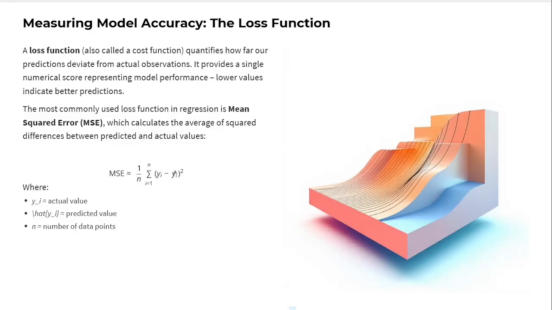Now, measuring the model accuracy. To check how good our line is, we use a loss function, also known as a cost function. It gives a single numeric score to represent how far predictions are from actual results. Lower is always better. The most common one is the mean square error or MSE.